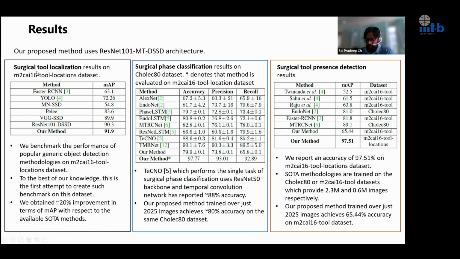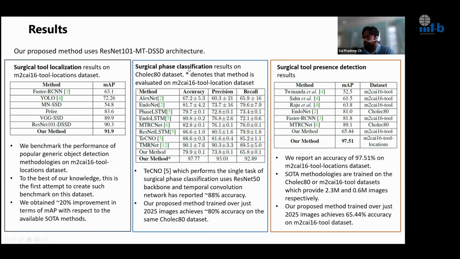Then coming to the accuracy numbers, surgical tool localization results on the M2K16 tool location dataset are shown here. We benchmark the performance of popular generic object detection methodologies on the M2K16 tool location dataset. To the best of our knowledge, this is the first attempt to create such a benchmark on this dataset. We obtained a 20% improvement in terms of mAP with respect to the available state-of-the-art methodologies.